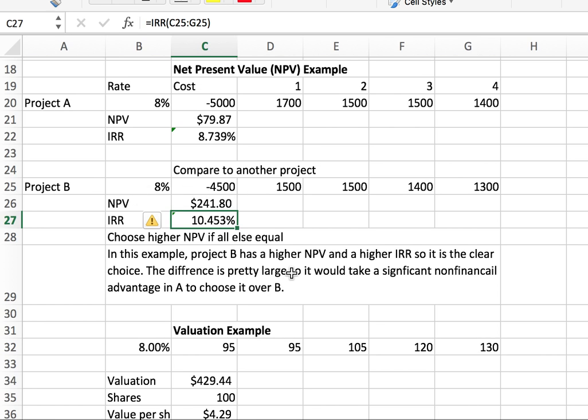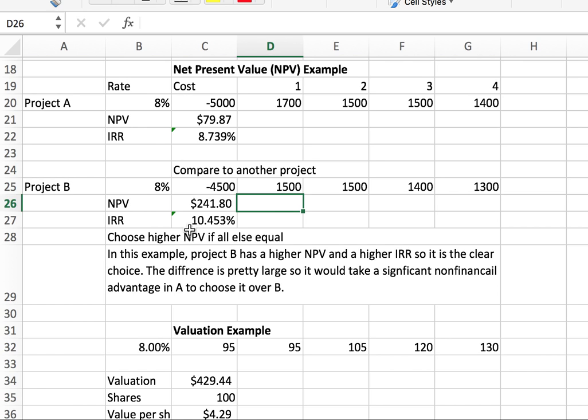And this difference is pretty big. You know, the difference between $79 over the investment, or $241, well, that's like 3 times as large, or pretty close to 3 times as large. And so that's a pretty good difference. So I would need a good reason to not select Project B. I wouldn't say it's fairly close. I would say Project B is a clear winner.